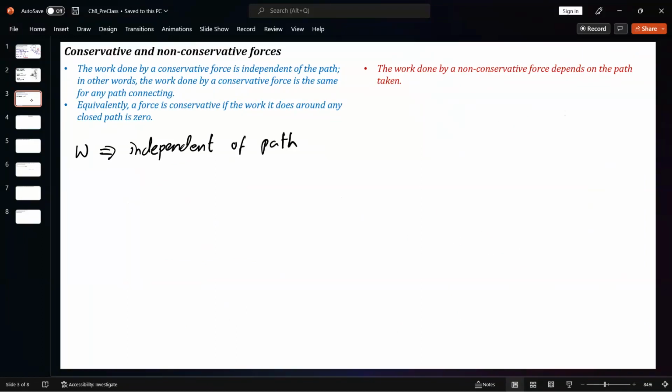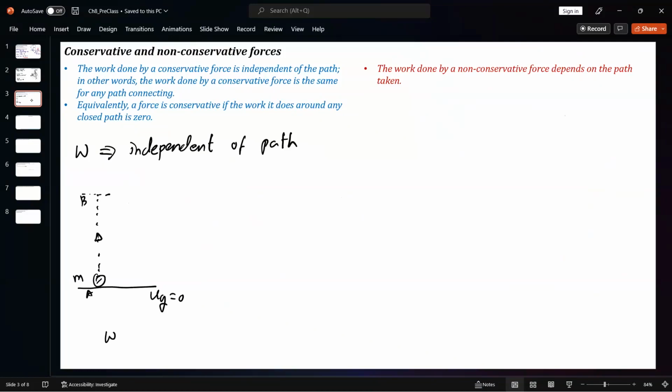Let's consider I have an object right here. This is ground level, where we define the potential energy as 0. Let's consider I have an object here, mass m. I can bring that object from that point to a height h above the ground. This is point A, this is point B. I can go directly from A to B. That's one way to bring the object.